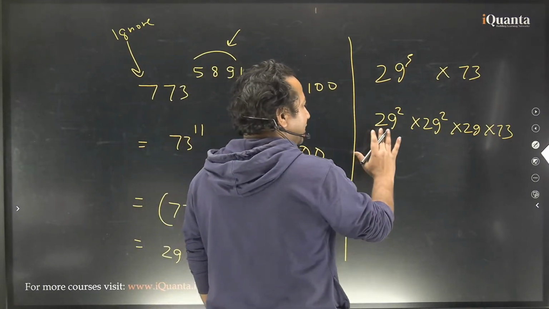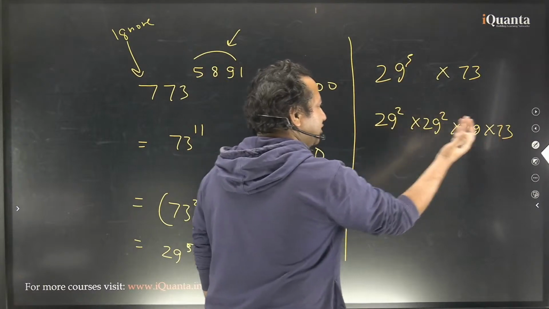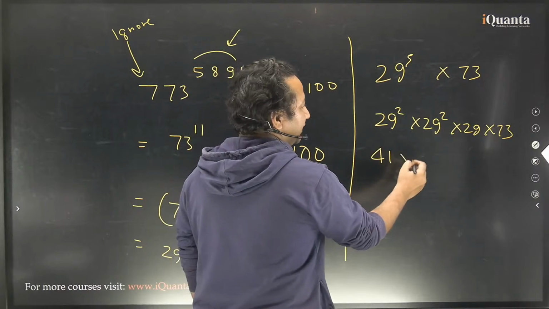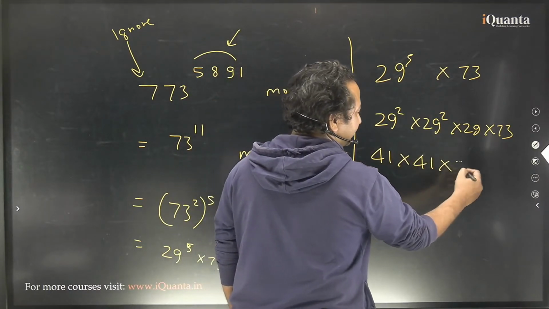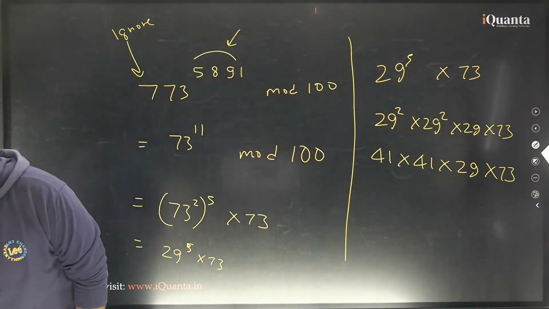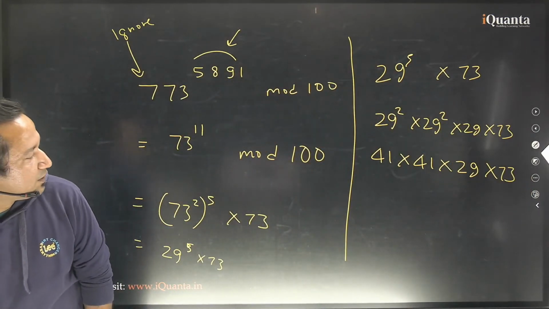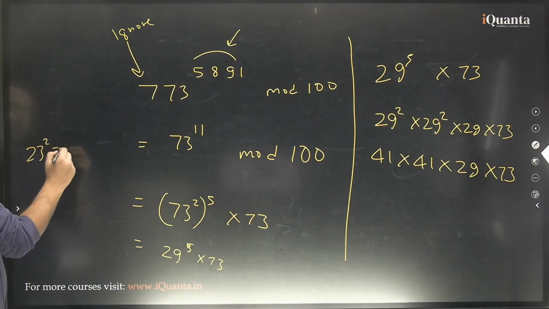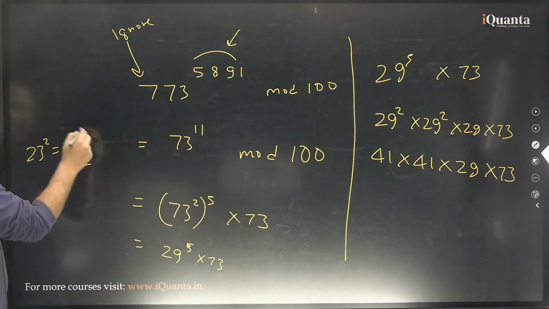29 is 21 less than 50. 21 square is 441. We'll get 41 here. We'll get 41 here. Isn't it? Is that right? How 29? 23 square is 529. That is why we took 29 in the end.